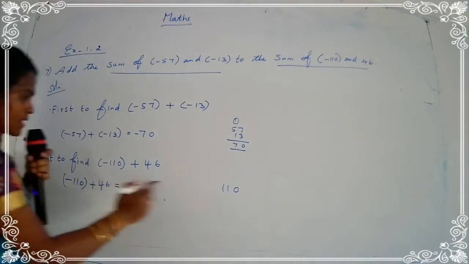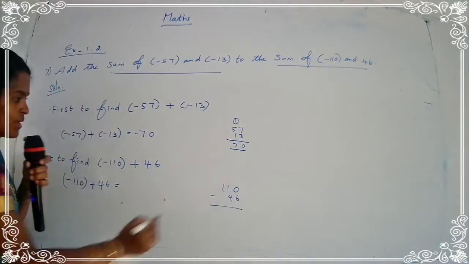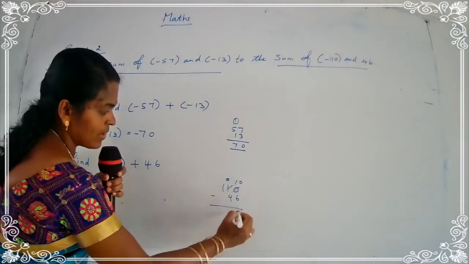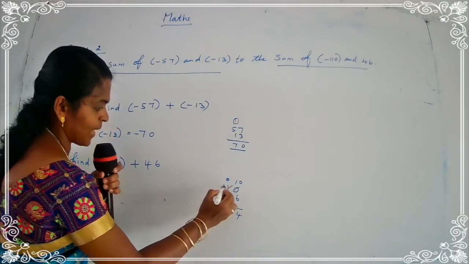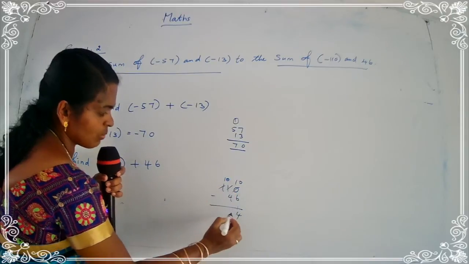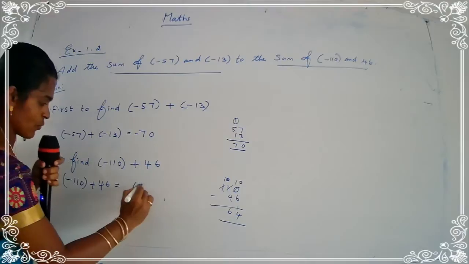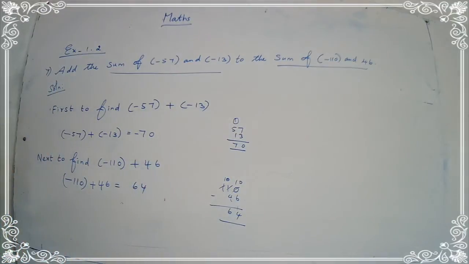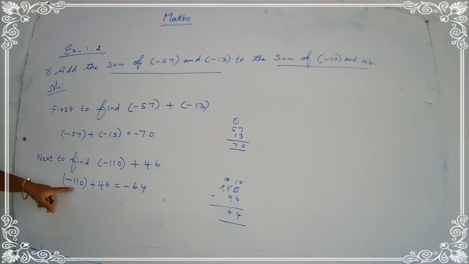So that's why 110 minus 46. What is the answer? 0 minus 6, you borrow, that is 10. 10 minus 6 is 4. Then again, 10 minus 4 is 6. So your answer is 64. Okay, so 64. Now, what sign? Minus. Why? The greater number is 110. That's why your answer is minus 64.